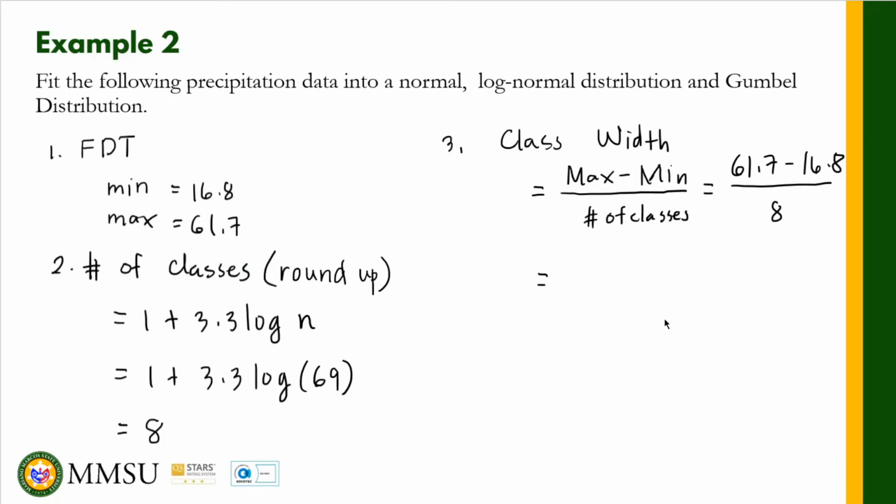The rounding of the class width should always round up. Kagaya ng ginawa natin dito sa number of classes, we rounded the number of classes up. Itong class width, round up din. So if we try to compute the class width, the class width is just equal to 5.61. So if we round this up to 1 decimal place, we have 5.7.